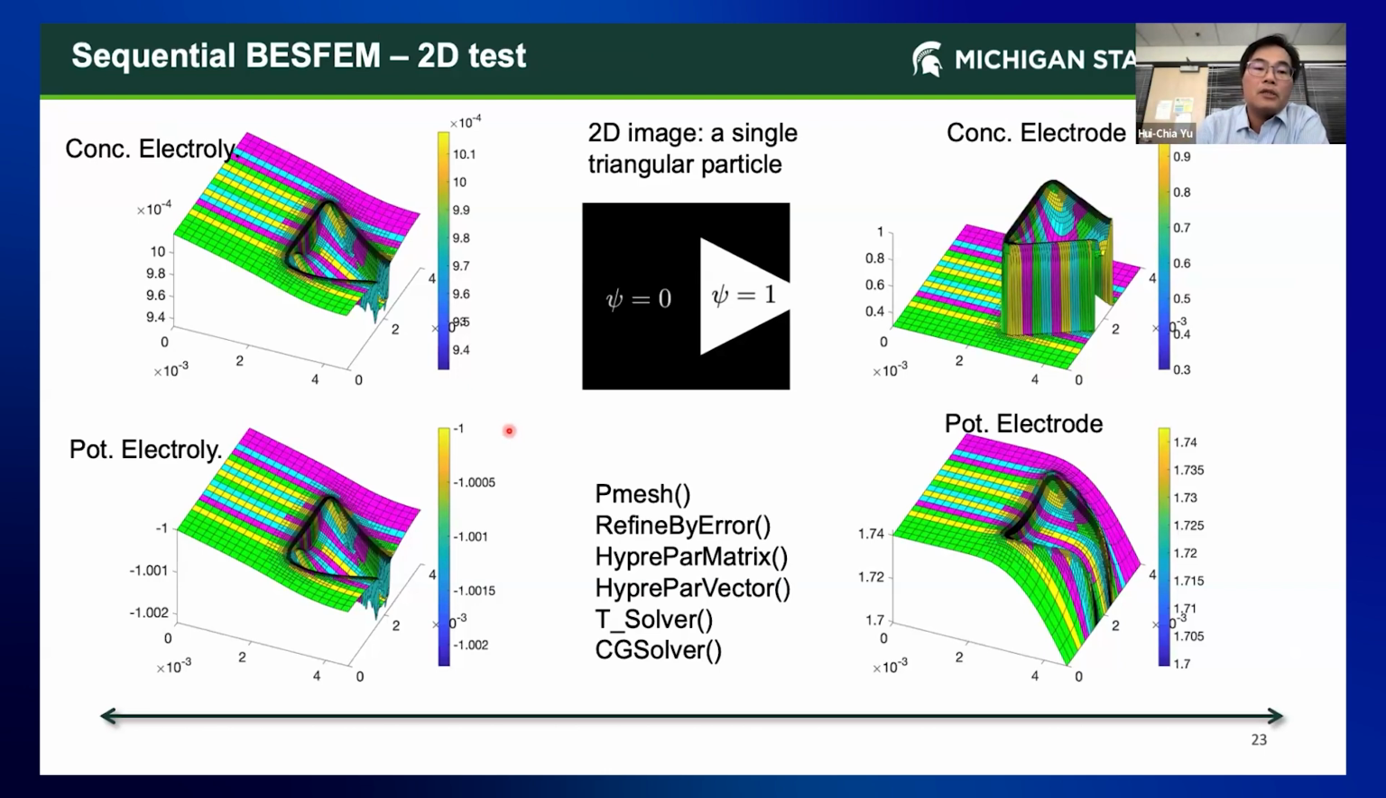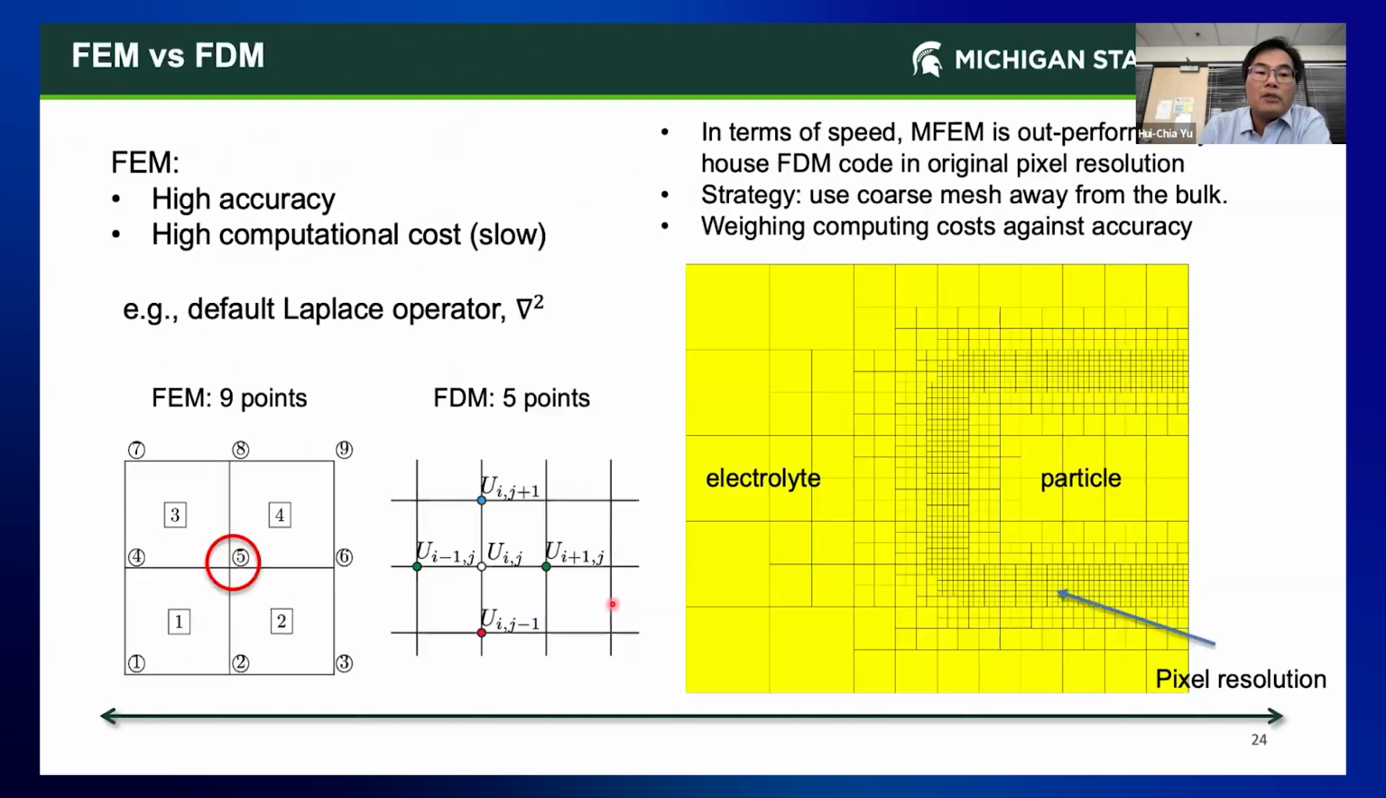And here I just show a 2D example where we made a triangular particle image and read the pixel values, and then solved the concentration in the liquid electrolyte, the concentration in the solid particle, and also the electropotential in the solid particle and the electropotential in the liquid phase. And then we tried to get familiar with ParMesh, refined mesh, HypreParMatrix and HypreParVector, and then the solver and the conjugate gradient solver. So everything works out and we are happy with that. But we start to notice we need to do some extra work.